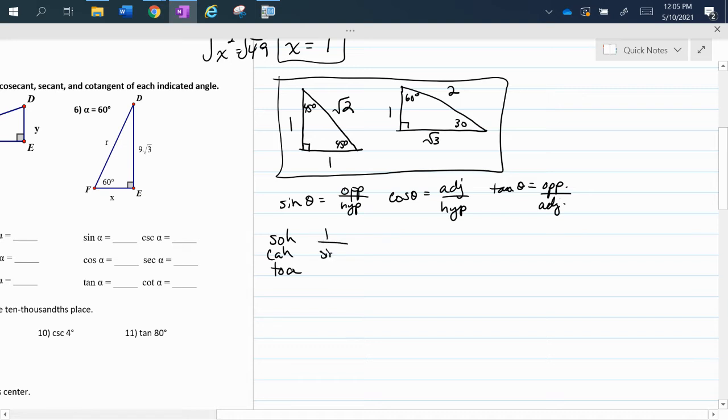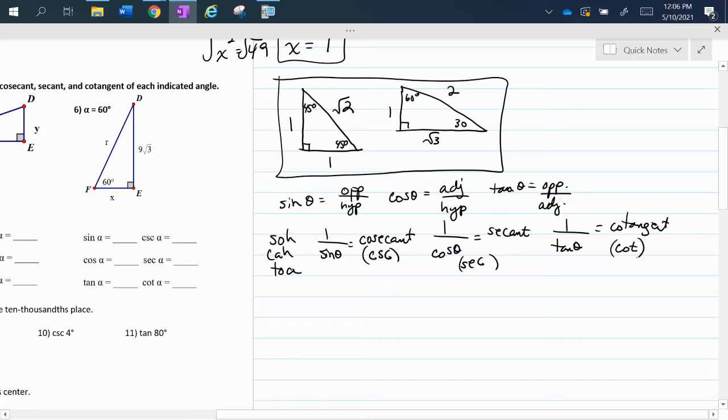So 1 over the sine of theta is known as the cosecant, or abbreviated CSC. And 1 over the cosine of theta is called the secant of the angle, or abbreviated SEC. And 1 over the tangent of an angle is called the cotangent, which is abbreviated COT.